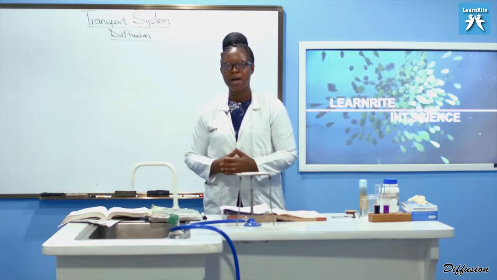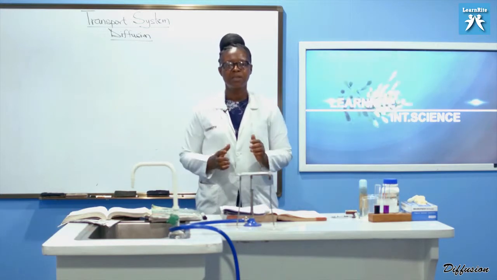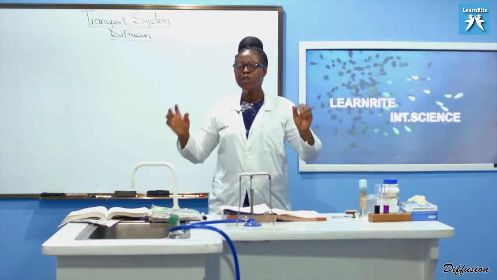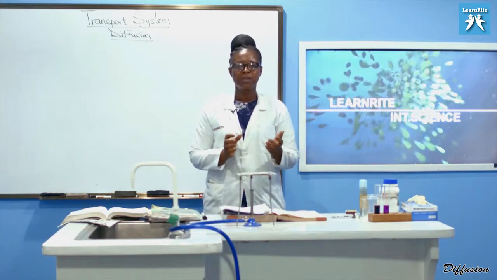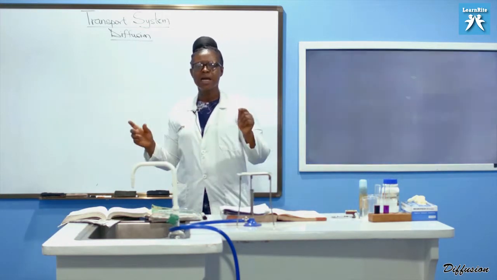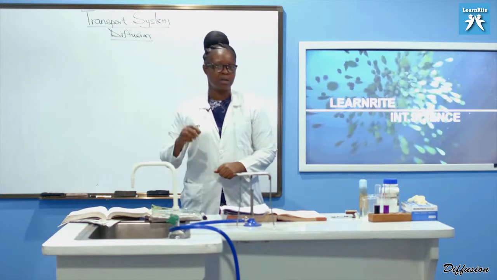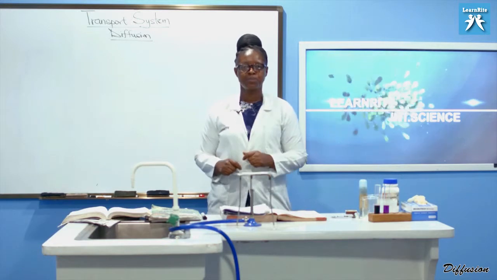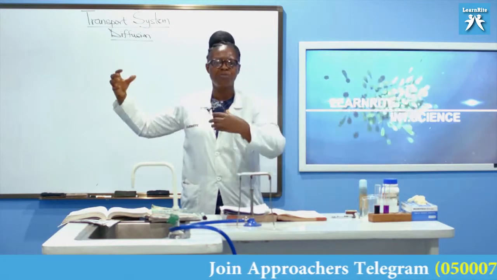When you take a unicellular organism, for example amoeba or paramecium, their entire body is surrounded by their immediate environment. Because of that, they do not need a complicated transport system, because everything that they need gets into their system without any problem. But when you consider multicellular organisms, that is, organisms with plenty of cells. Can you give an example? Goats, man, sheep, lizard. All these are made up of plenty of cells. And because of that, some of the cells are far away from the others.